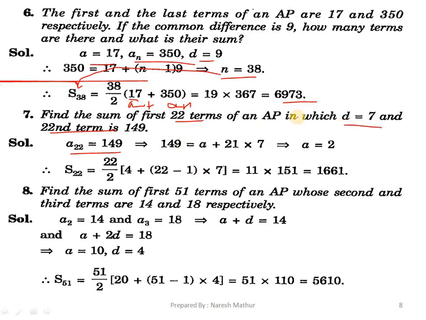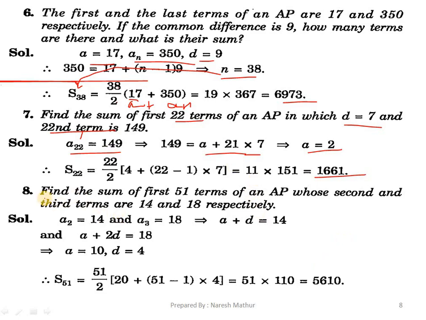So first we need to find the value of a. Just put a22 equals 149, because as it is given, it is the last term. So the 22nd term means a plus 21d. From here we can get the value of a. Put the value of a in the formula of Sn simply, so that we can get the value of Sn. Alright, these are direct questions. It's not an issue because everything is given correctly.